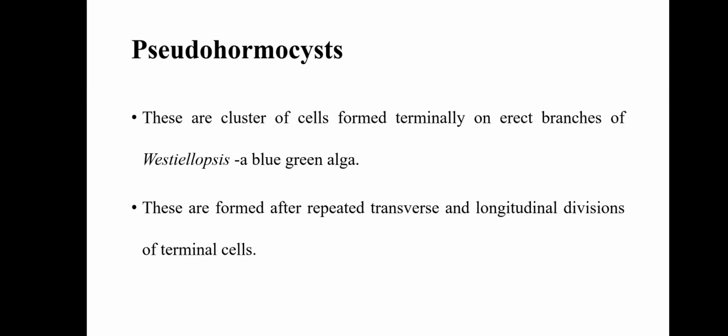Then pseudohormocysts. These are clusters of cells which are formed terminally on an erect branch of Westiellopsis, which is a blue-green alga. These are formed after repeated transverse or longitudinal divisions of terminal cells, and each fragment will give rise to a new algal plant. So these are all the different modes of reproduction present in different classes of algae.